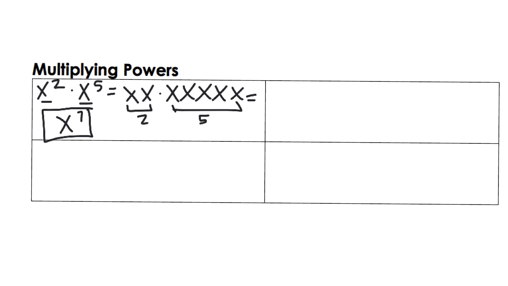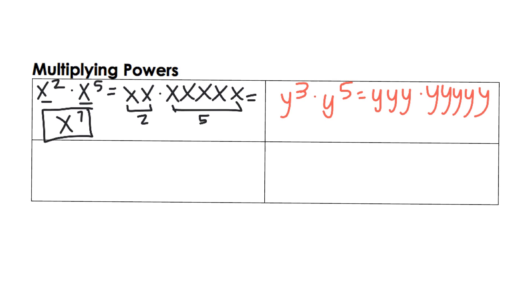Let's do another one like that. So if I have y to the third, times y to the, let's do y to the fifth. That would mean y to the third is y times y times y. Y to the fifth is 1, 2, 3, 4, 5 factors of y. So I have 1, 2, 3, 4, 5, 6, 7, 8 factors of y. So this simplifies to y to the 8th power.